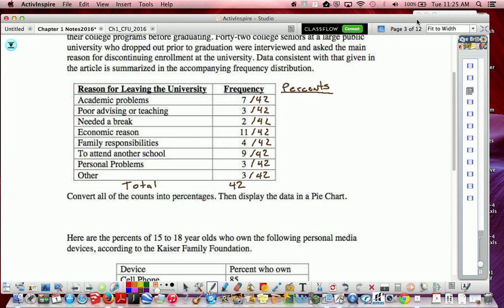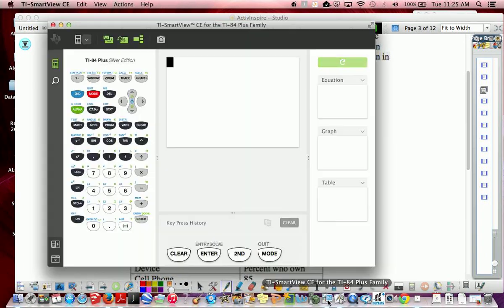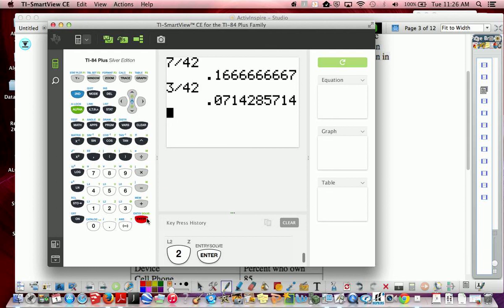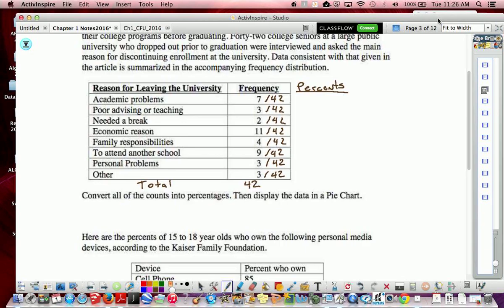So the first one was 7 out of 42. So start off here, I go 7 divided by 42. So about 16.7%. Remember, percentage moved the decimal over 2 spots. Then I had 3 divided by 42. So about 7.1%. I'm going to note those right now.